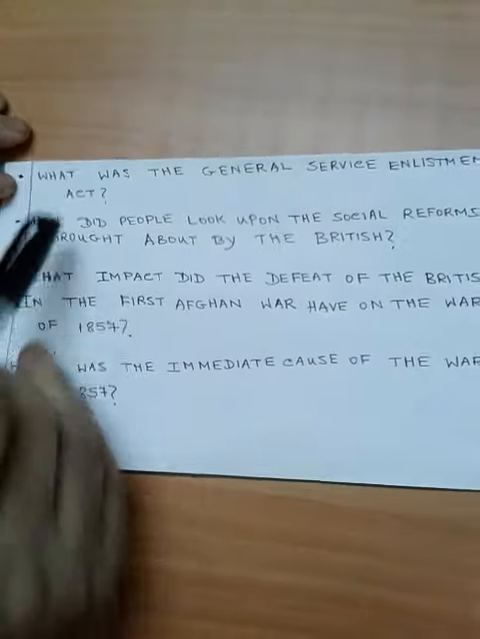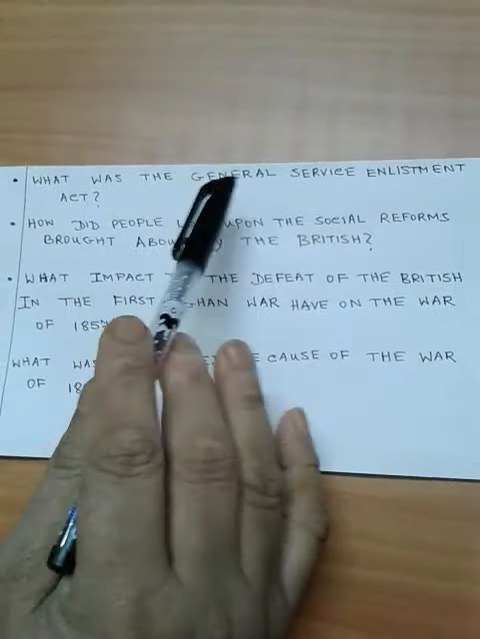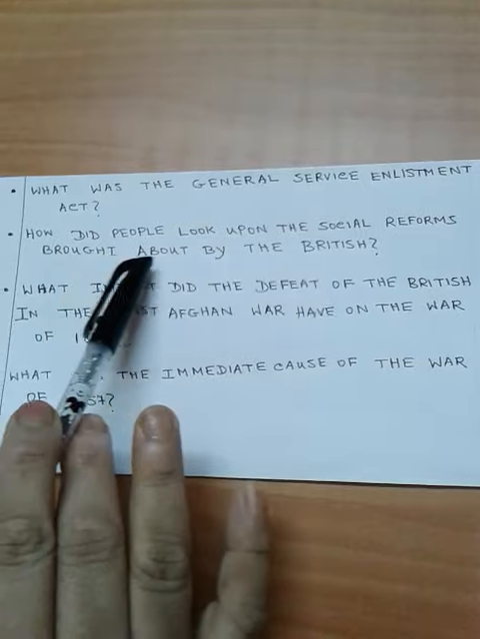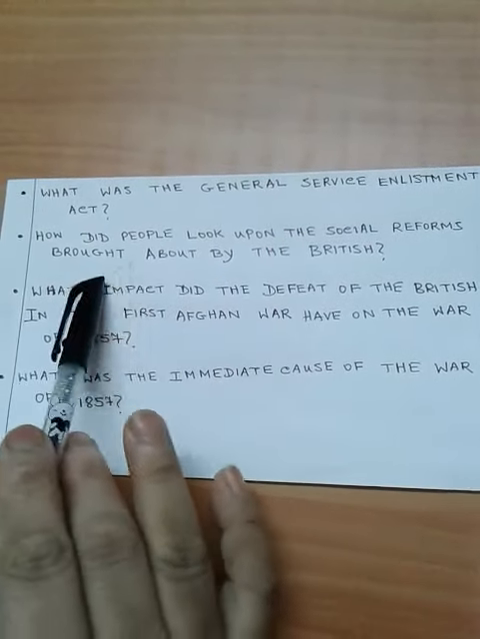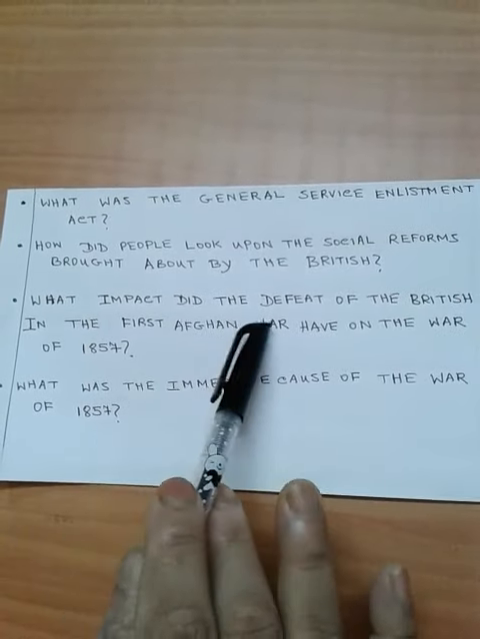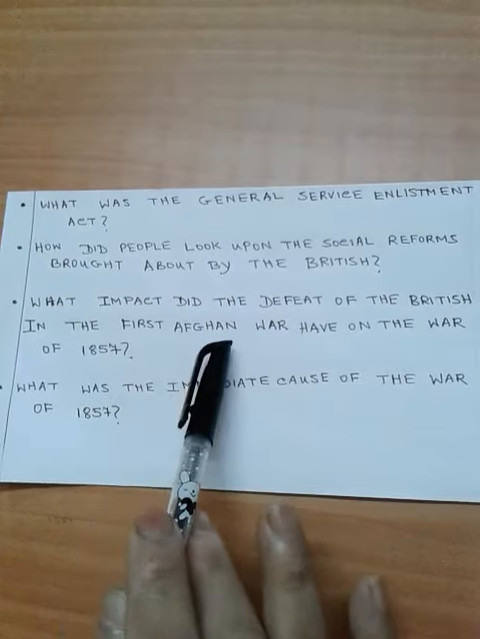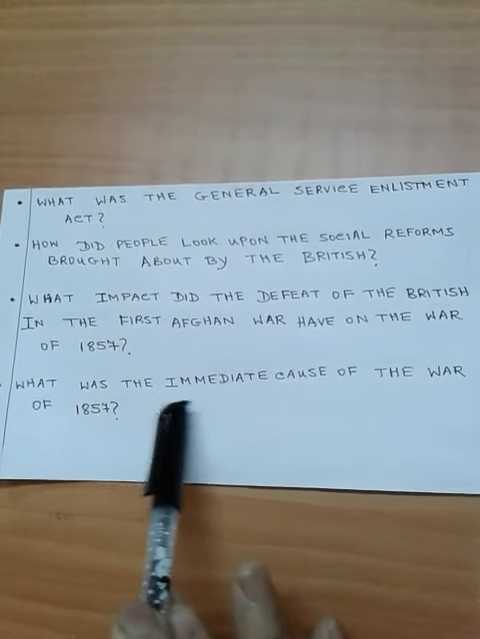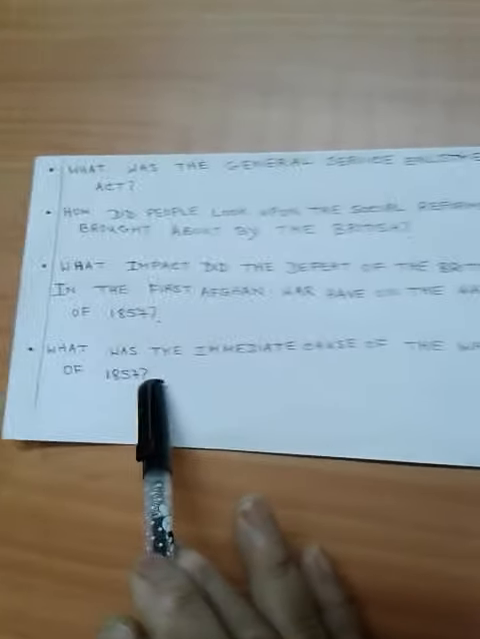Now students, please take down 4 questions for your assessment. What was the General Service Enlistment Act? Second question, how did people look upon the social reforms brought about by the British? Third question, what impact did the defeat of the British in the First Afghan War have on the War of 1857? And last, what was the immediate cause of the War of 1857?